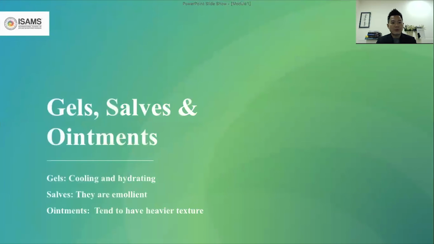So what is the difference between gels, salve, and ointment? Gels are more liquid, salves are slightly thicker, ointments will be much thicker generally. So as you go along from gel, salve, and ointment, they're getting heavier and heavier in texture.